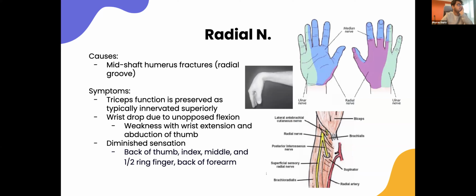All right, radial nerve. These next three are a lot more important. They're a lot bigger, at least. So radial nerve, again, we know mid-shaft humerus fractures should tell us it's a radial nerve issue. What do we see? Well, the triceps function is going to be typically preserved because it's innervated superiorly to where this mid-shaft fracture would usually happen, or any issues around the elbow. What we will see, though, is wrist drop, which is due to unopposed flexion, and also some more weakness at the hand and thumb, and then diminished sensation.